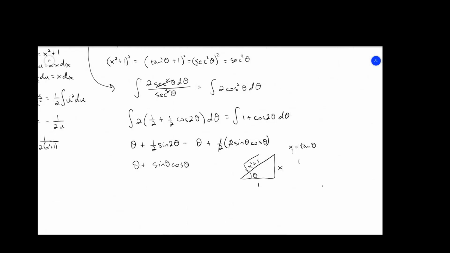And then, finally, if x is equal to tan theta, then that means theta is equal to the inverse tan of x. And so when we see that theta here, we have to turn it into the inverse tan of x. So then this becomes inverse tan x. Sine theta was x over the square root of x squared plus 1. And cosine theta was 1 over the square root of x squared plus 1. So putting these together, we get inverse tan x plus x over x squared plus 1.